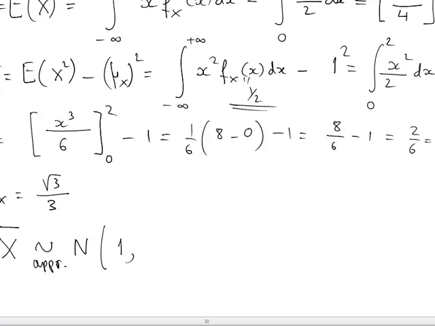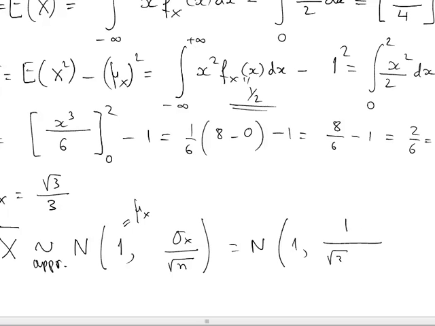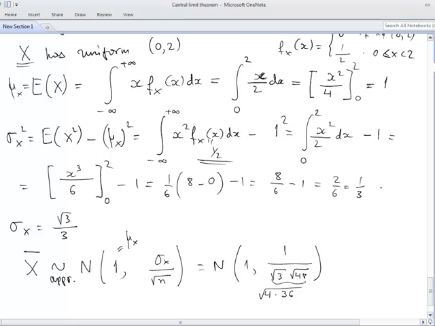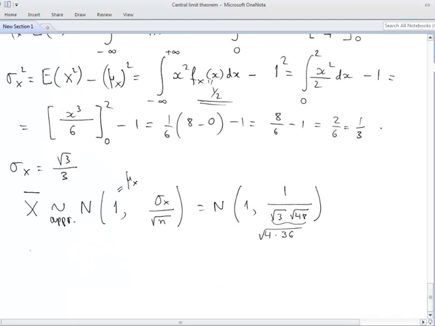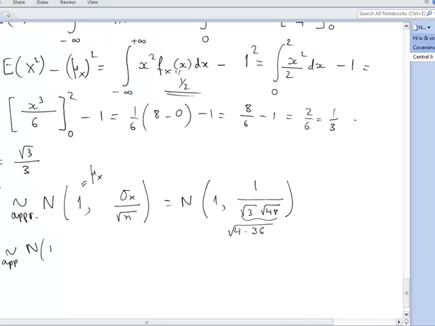the mean of the random variable x, and standard deviation, the standard deviation of the random variable x divided by the square root of n. And therefore this would be a normal distribution with mean 1. Now let's put the standard deviation and the square root of 48. If we do the math here, in the denominator this gives us 4 times 36, which gives us 2 times 6. So x bar has approximately normal distribution with mean 1 and standard deviation 1/12.